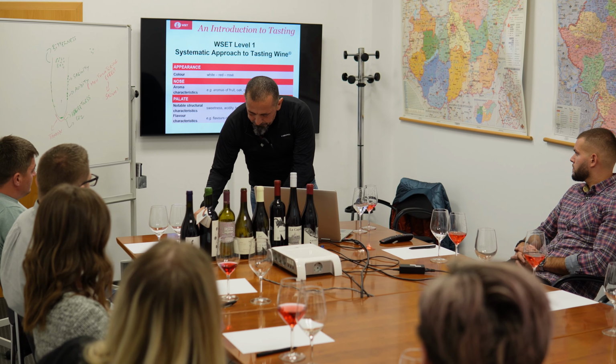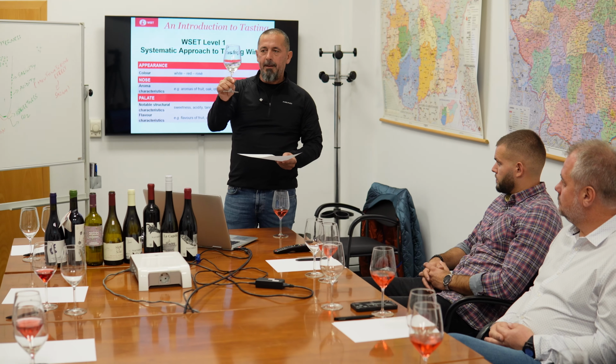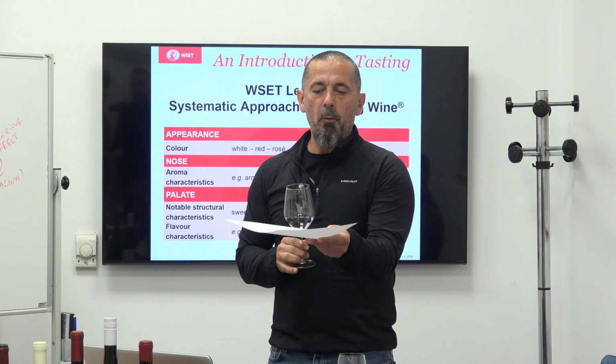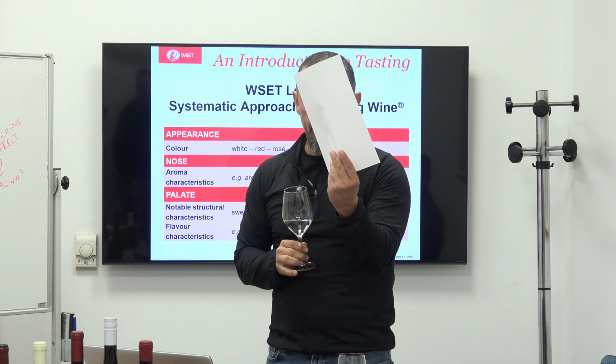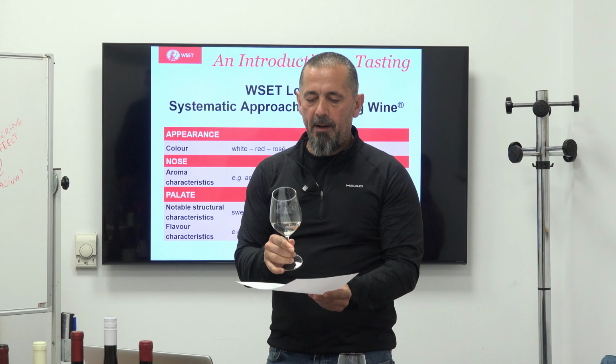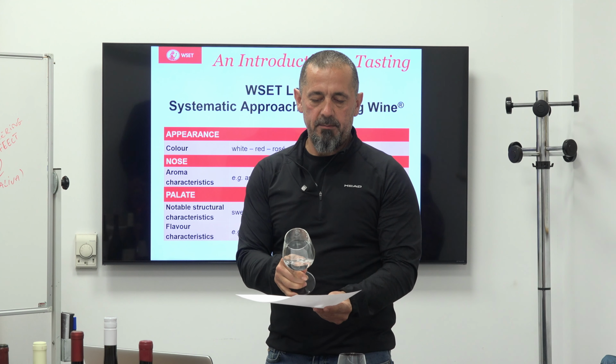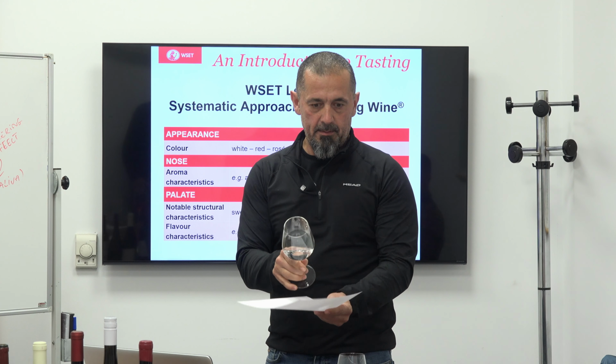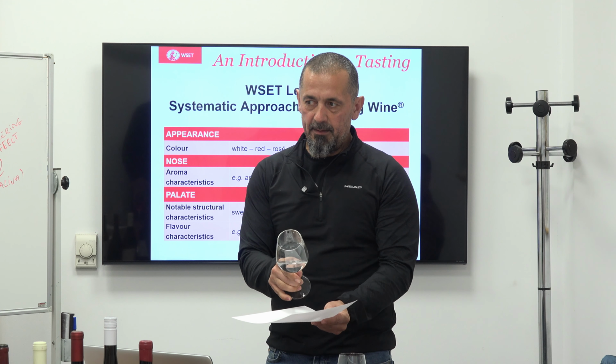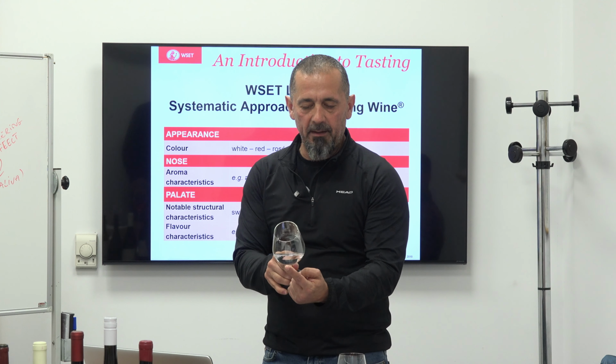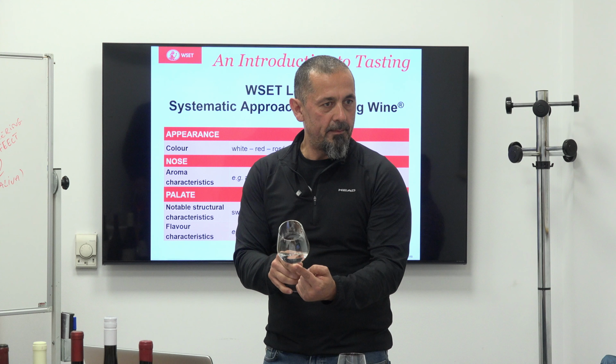Okay, good. I would like to come back again to the color of the wines, and the basic technique is that you need all the time a white background, like that one. And if you have a white wine like this one, you tilt your glass to 35 degrees, okay? And you look here in the middle to the color of the white wine.